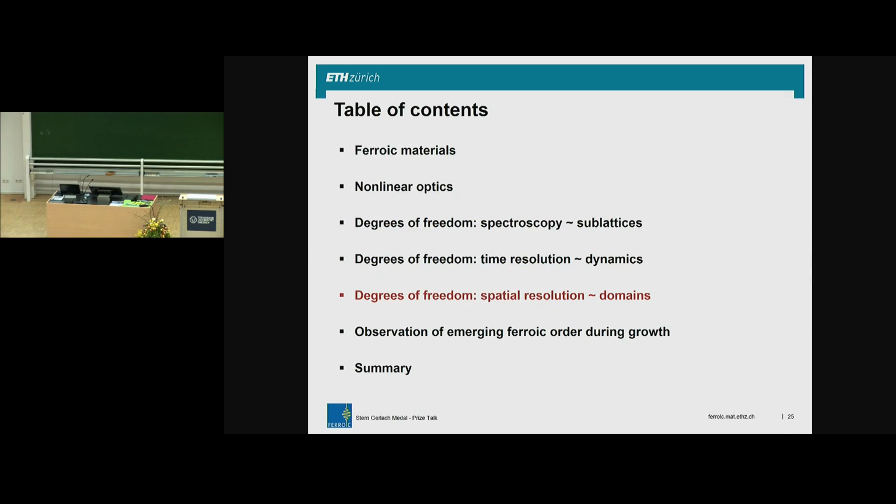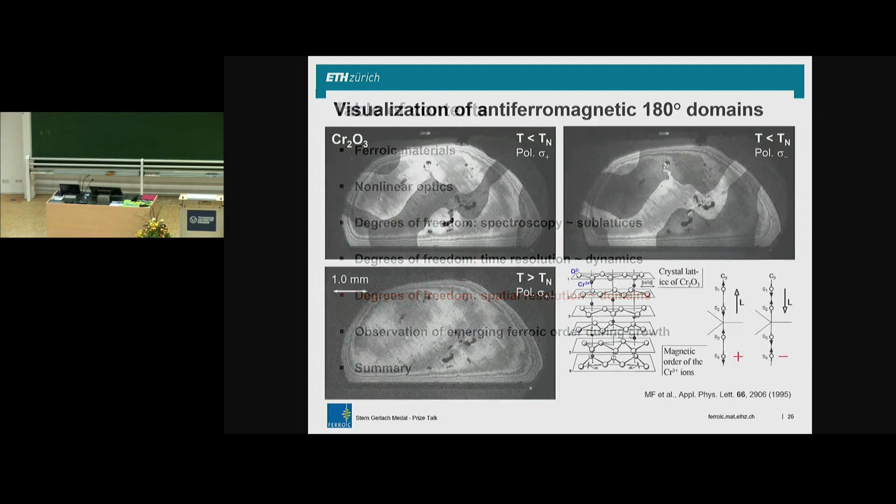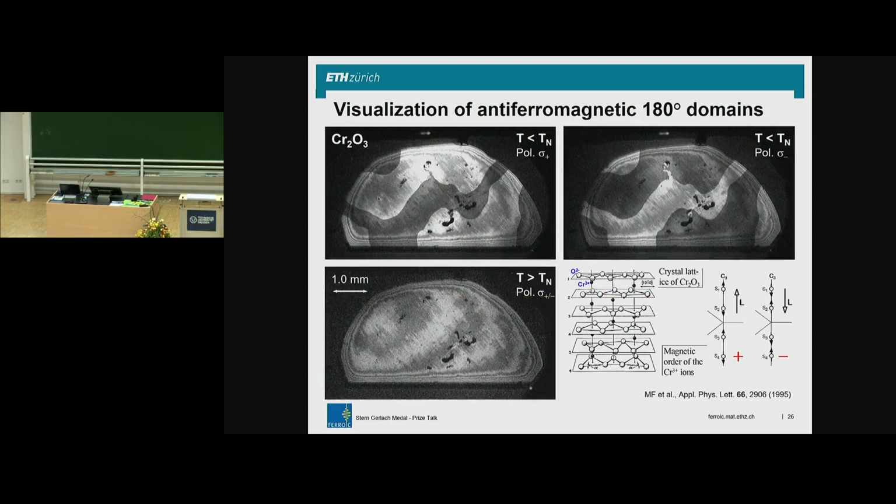You can see domains. That's super exciting. That is a very old picture. So basically, for my PhD thesis even, that shows that you can image antiferromagnetic domains in chromium oxide. And these are spin reversal domains, or 180-degree domains. So there's nothing secondary like magnetostriction that you can use for foreseeing this order.